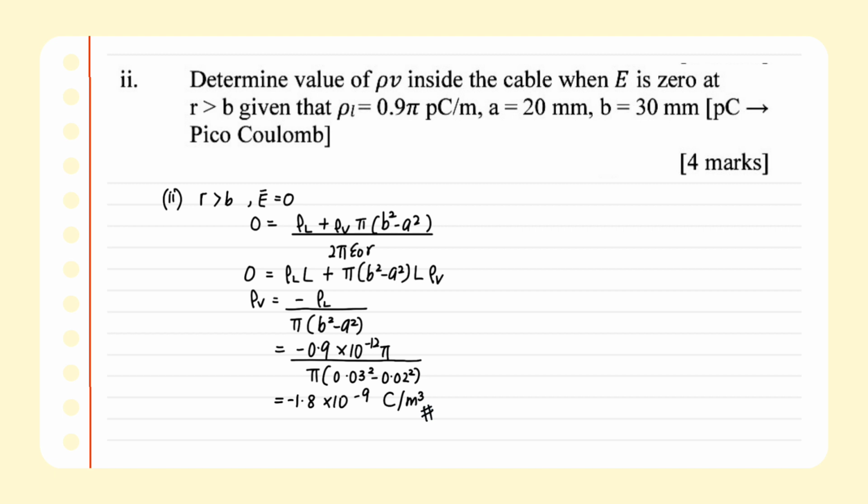Next, for question 2, to determine the value of ρV inside the cable when E is 0, given that R is greater than B, we will use the previous equation of electric field intensity and let it equal 0. At the same time, we will substitute R with B, and we will get that ρV equals negative ρL over π times B squared minus A squared. And then we just substitute in the values: ρL equals 0.9π picocoulomb per meter, A equals 0.02 meter, B equals 0.03 meter, and finally we will get that ρV equals negative 1.8 times 10 to the power of negative 9 coulomb per meter cube.